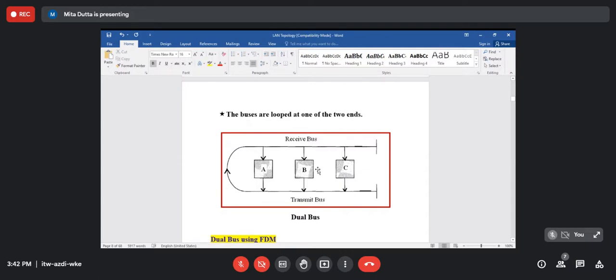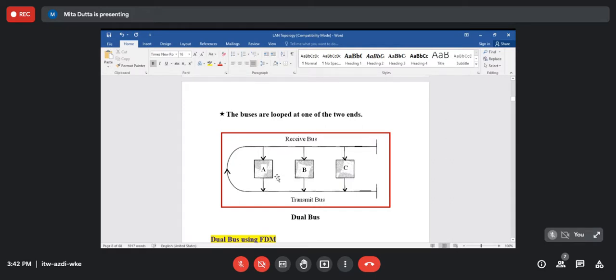Say these are the stations. When A wants to send information to C, it first sends the information to the transmit bus, then the signal goes through this and it will be received by the station C. And of course, I have told you how station C will accept the data packet, whereas B will discard it, because A will mention the address of C on the information packet.